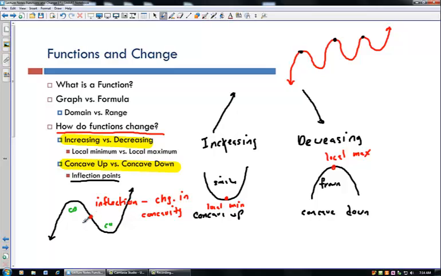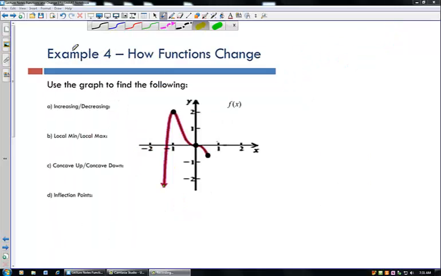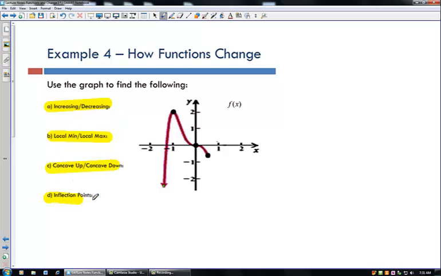Let's do an example. So in this example, we want to determine how functions change. And so to do this, we're going to find where this function on the right is increasing or decreasing, local mins, local maxes, concave up or concave down, and identify all the inflection points.